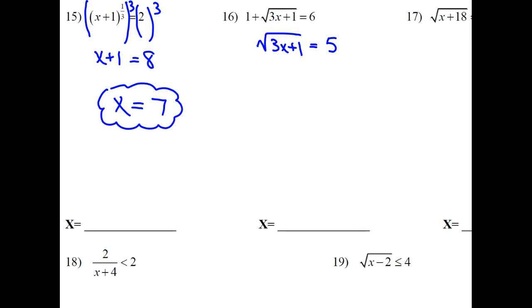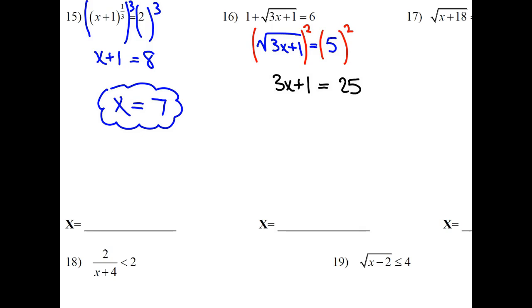How do I get rid of a square root? Square it. I square both sides. If I square a square root, you know what happens? Goes away. Bye-bye. Hasta la vista, square root. So then the square root's gone, so now what do I have left? 3x plus 1 is equal to, what's 5 squared? 25.